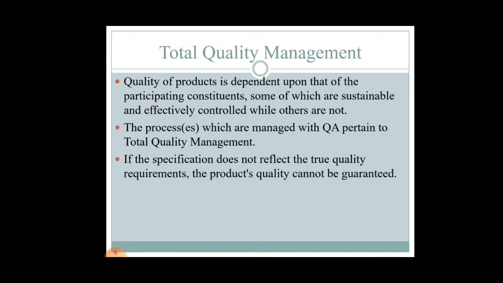Quality of product is dependent upon that of the participating constituents, some of which are sustainable and effectively controlled, while others are not. The processes which are managed with QA pertain to total quality management. It means there are some factors which can be controlled and some factors which cannot be controlled, but total quality management involves reading and studying all these factors.